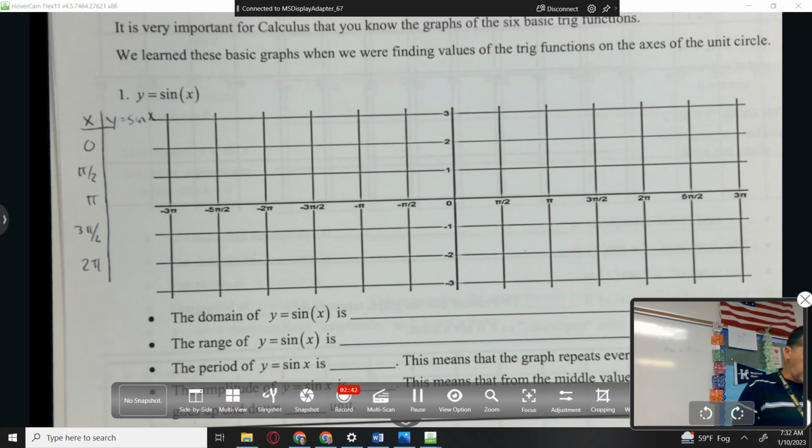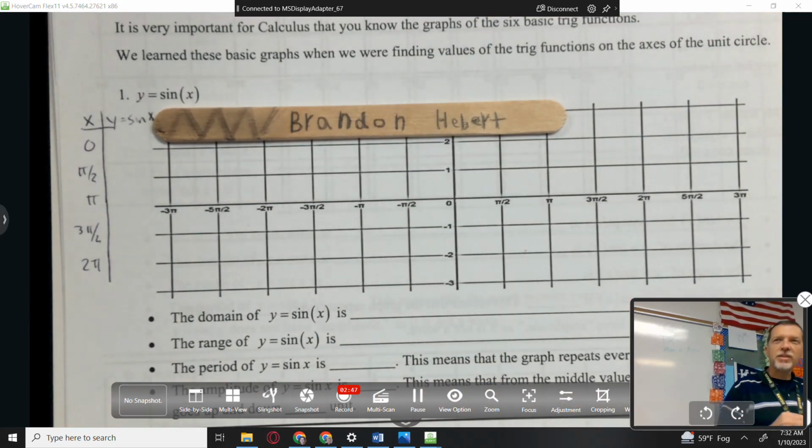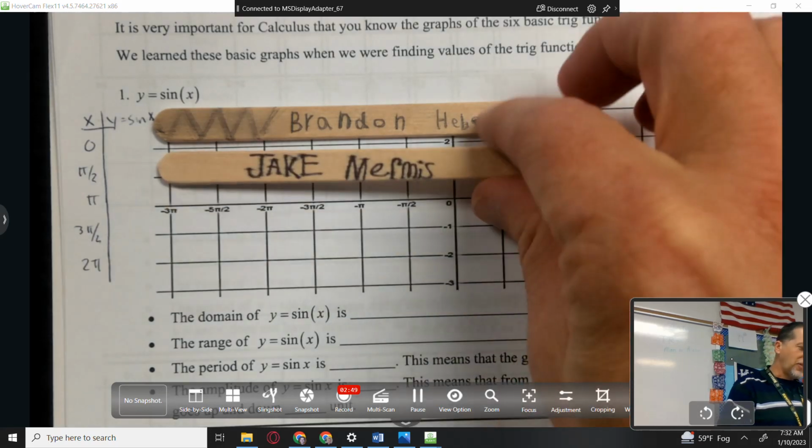we can pick on people for this. Which reminds me, I need to get Emma a popsicle stick so she can, I don't want you to feel left out.